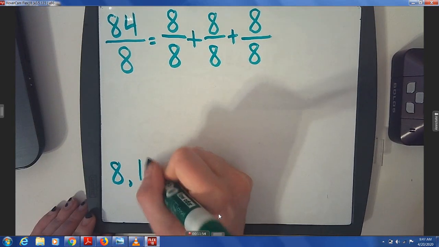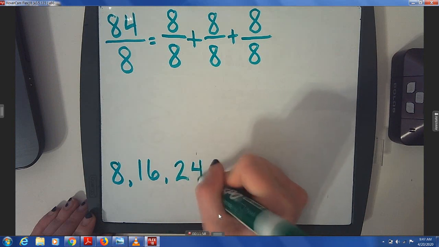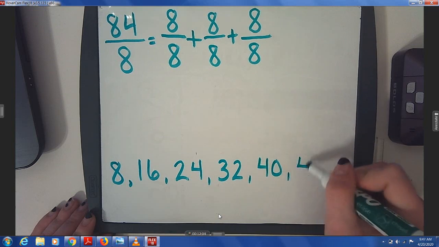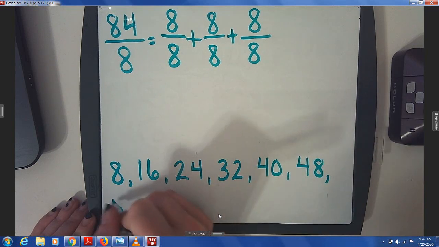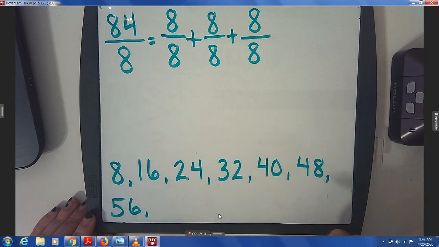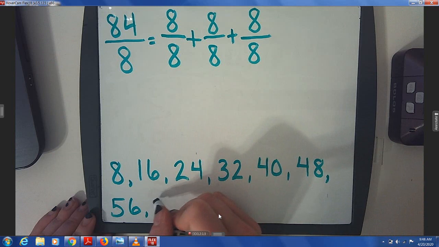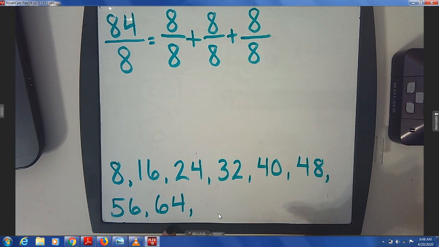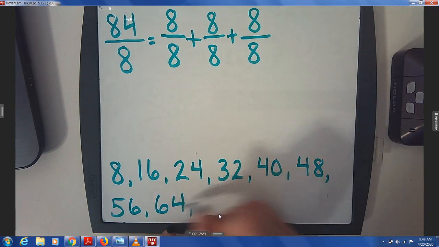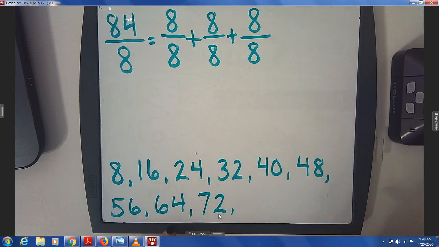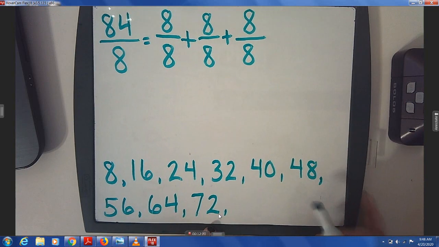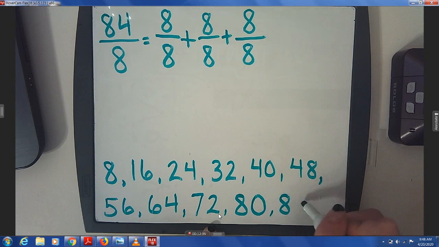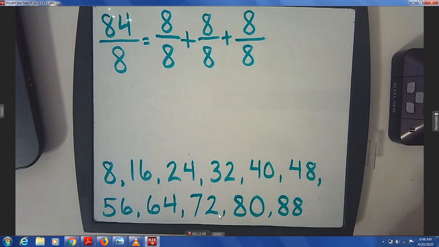Eight, 16, 24, 32, 40, 48, 56, 64. 8 times 8 is 64. 8 times 9 is 72. 8 times 10 is 80. 8 times 11 is 88. So now we went past 84, so I'm going to stop.